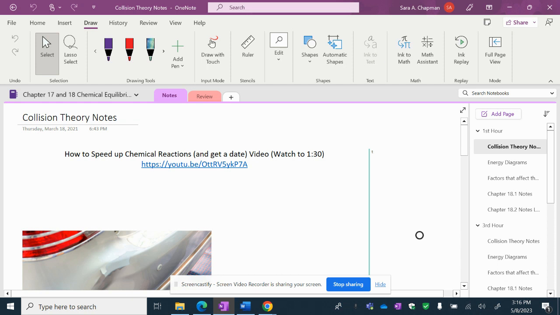Today we're going to talk about collision theory and energy diagrams. We're going to start by looking at a video, just the first part of the video, about how to speed up a chemical reaction and get a date.